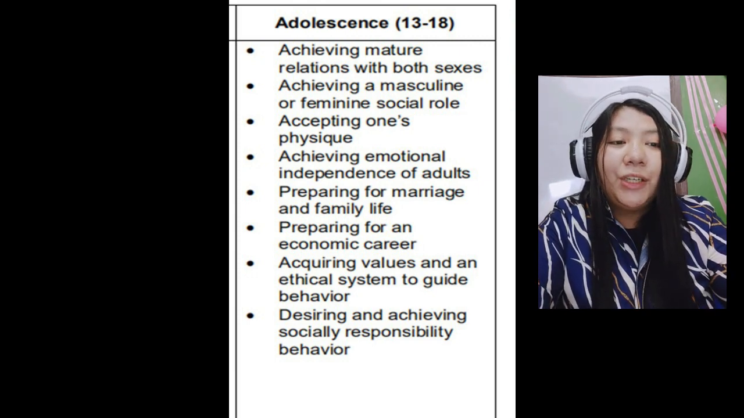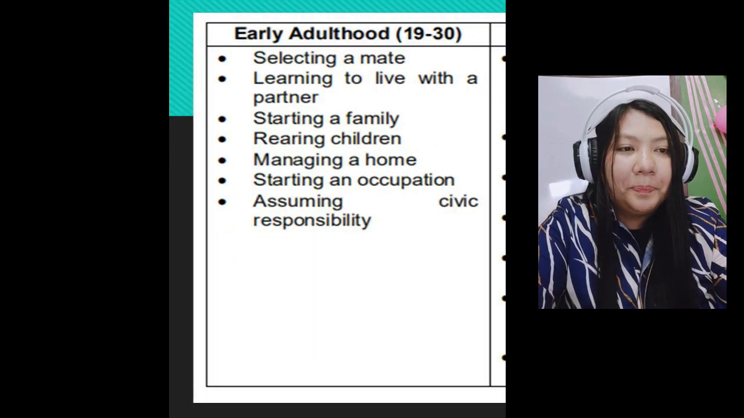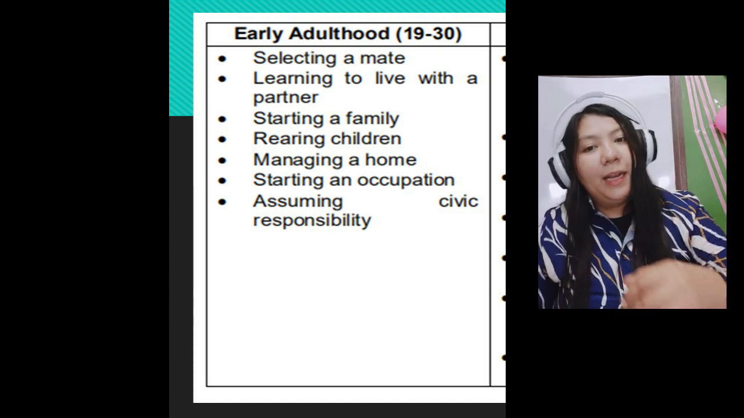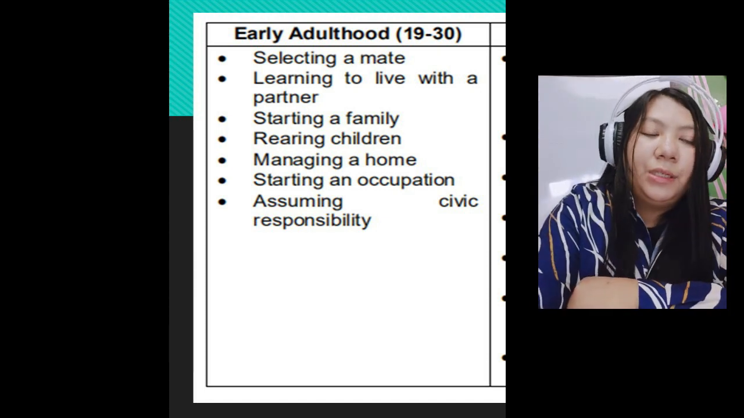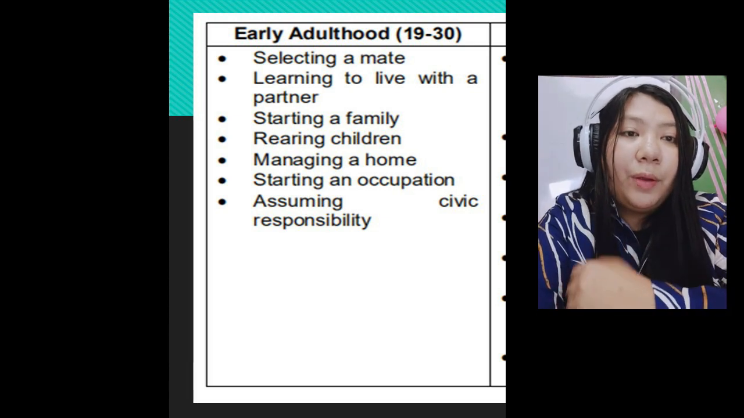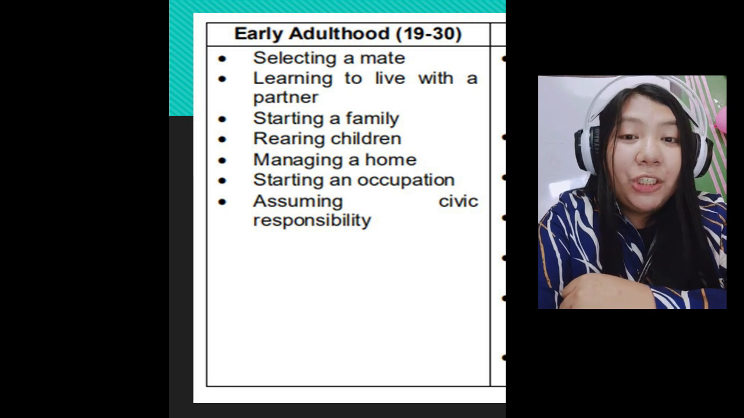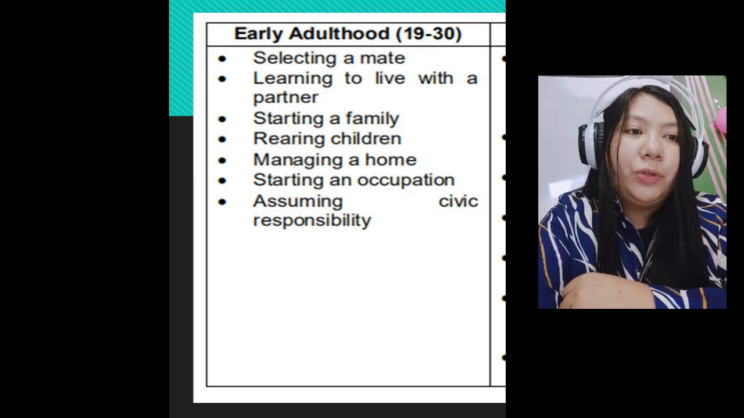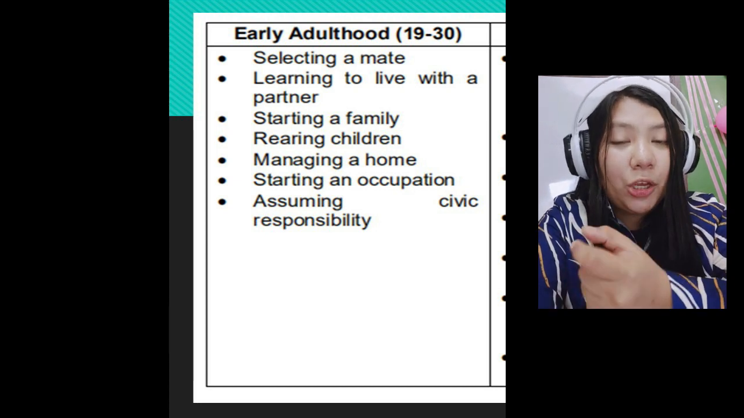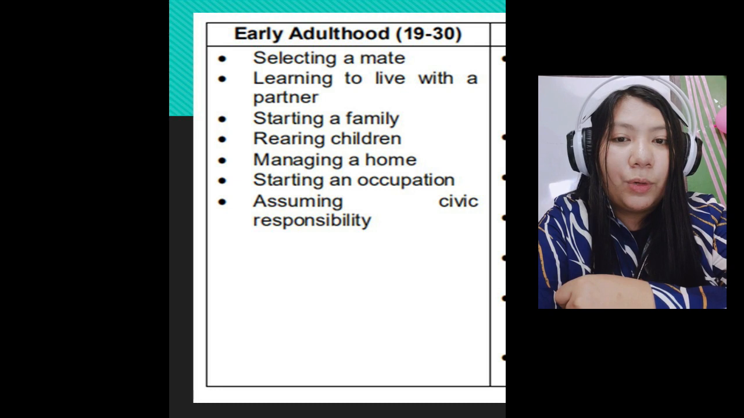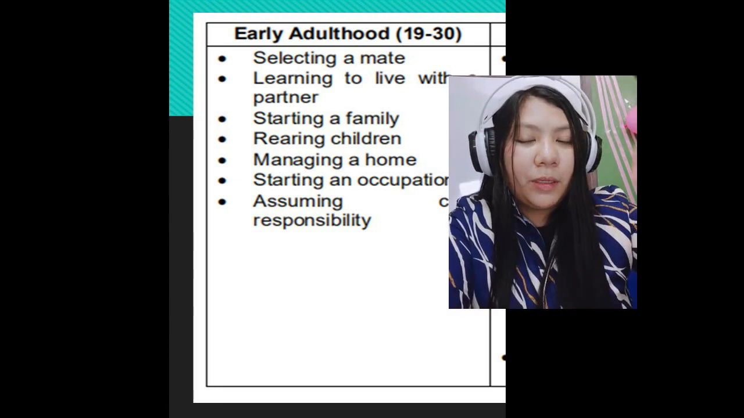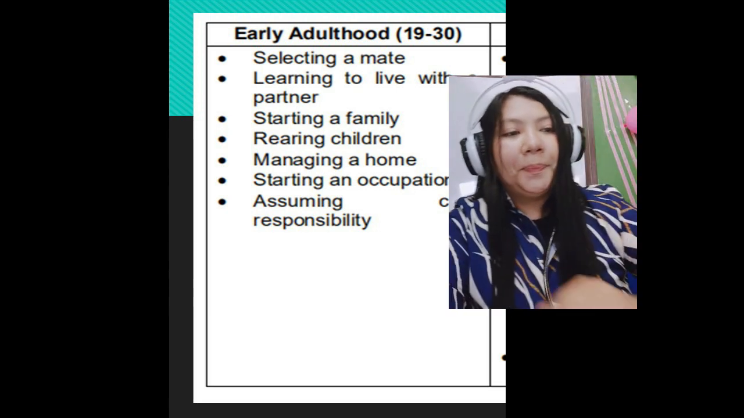Okay, sa age nyo. Next is early adulthood from 19 to 30. So, usually, this is where selecting a mate or a partner in life happens. Learning to live with a partner, starting a family, rearing children, managing a home, starting an occupation, assuming civic responsibility. So, depende yun kung ano yung tinahak mong landas. Pero usually, we are bound to have a partner in life. So, yan yung sa age na yan, usually nangyayari.